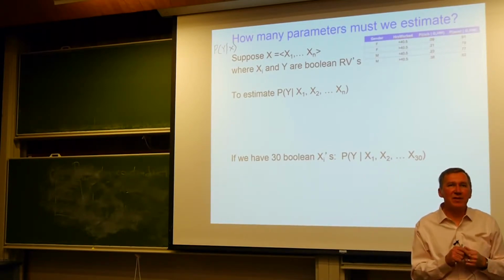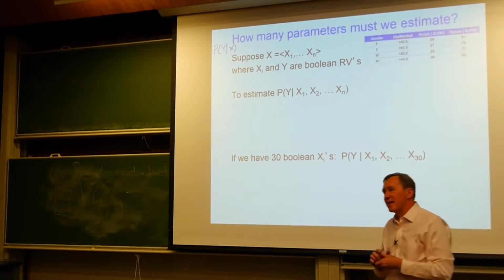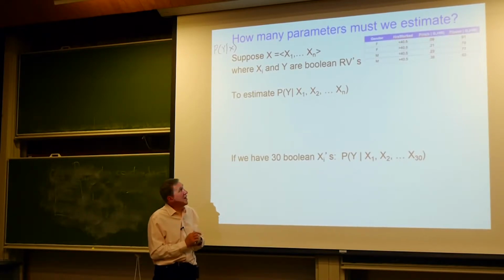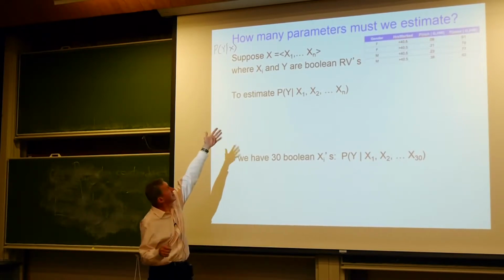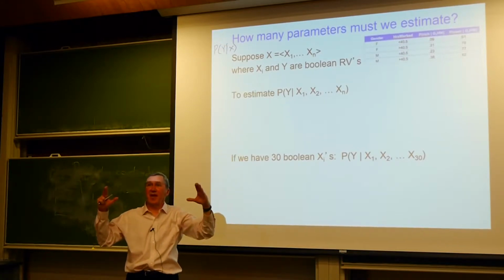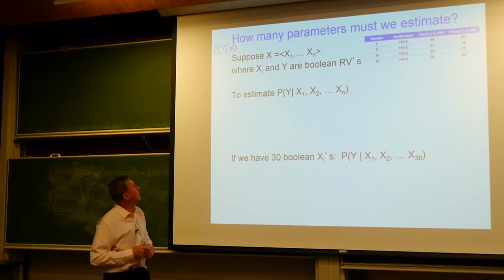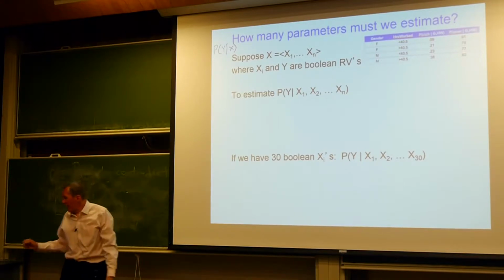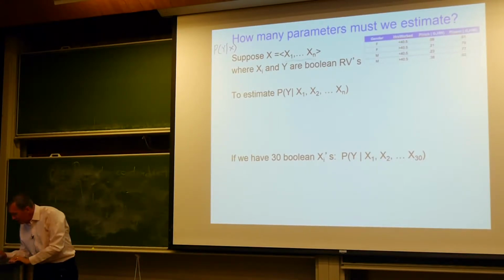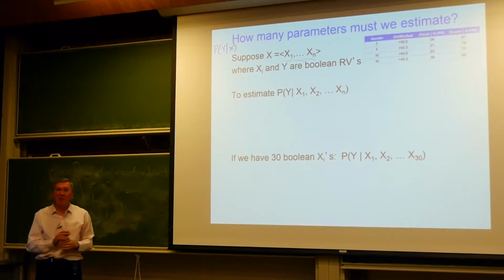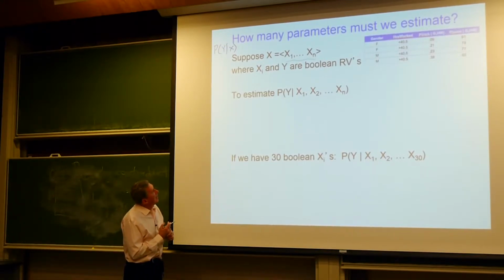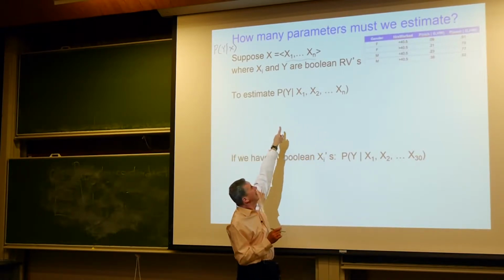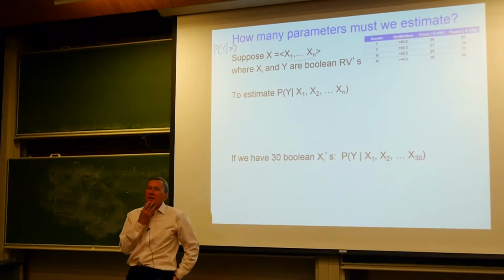You can have random variables that are real numbers, like the temperature. You can have random variables that are vectors, and then of course the value of that vector valued random variable is a vector of values. So anyway, suppose we're interested in getting P of y given x, where x is just a vector of Boolean random variables, and y itself is a Boolean random variable. Then in general, if I want to estimate this and I have n Boolean x's and 1 Boolean y, how many parameters will I need to estimate?